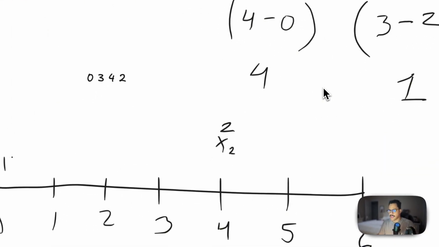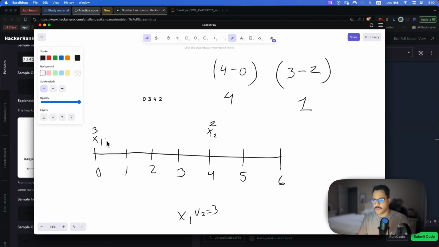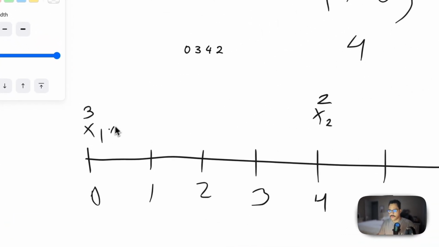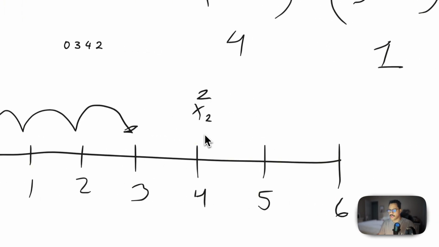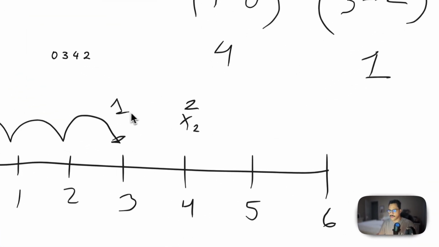If I say that these two kangaroos, in the first jump, this kangaroo at velocity of 3 will go 1, 2, and 3. And this kangaroo in the first jump will go to 6. Let's say this is his first jump.